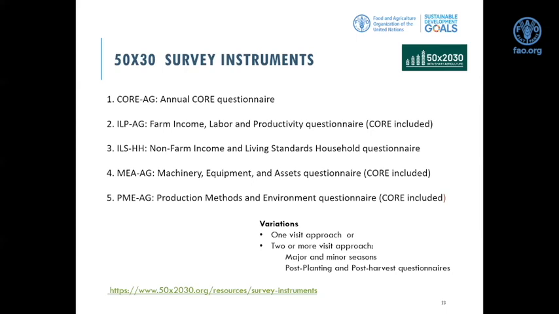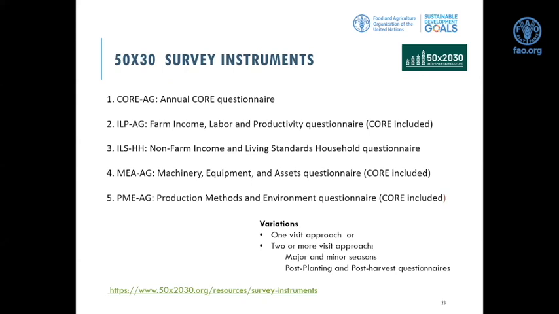So in fact, if you go to the website and download the designed questionnaire, the core for the different AGRIS modules, you don't need to adapt one model to the other, but the core data is already integrated with the different questionnaires for different years.